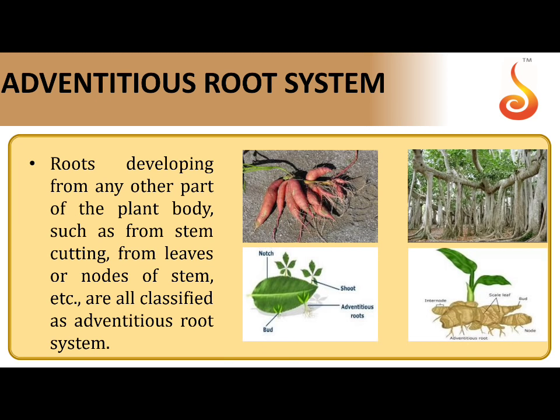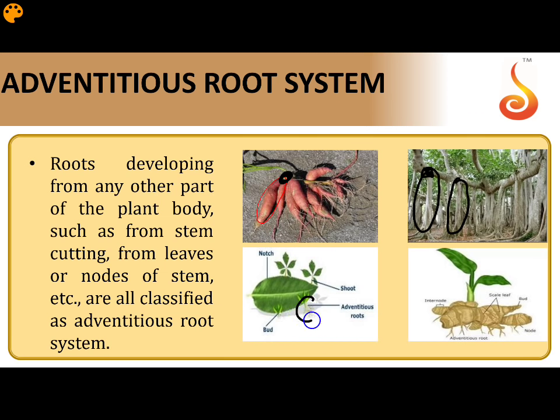Understanding a different type of root from taproot and fibrous root. If a root is developing from any other part other than radicle, it is called adventitious roots. So, you look at this picture first. This is a sweet potato. Now, if you see, the sweet potato is generally grown from the base of the stem. So, it is an adventitious root because it is growing from the base of the stem. Observe these prop roots of banyan. It is growing from the branches of the stem and not from the primary root system.